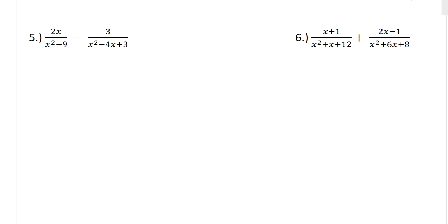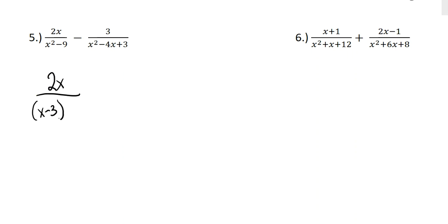When we start to look at number 5 and number 6, you'll notice that they're really completely off from each other. But the thing is, we don't want to start from scratch and multiply the right one by x squared minus 9 and the left one by x squared minus 4x plus 3. We want to factor it down. That will help us to find an easier common denominator.